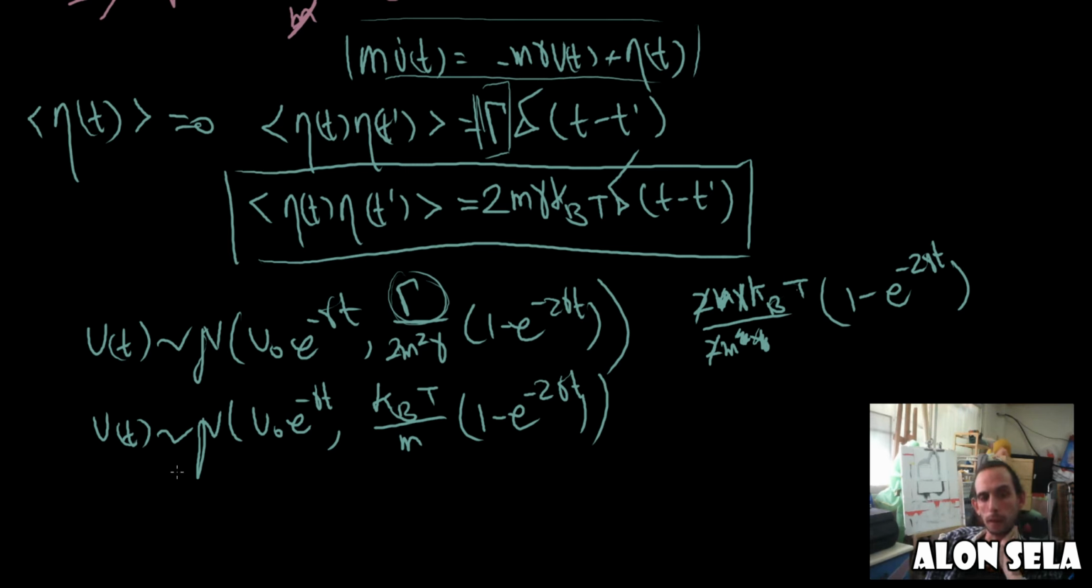And note that when t goes to 0, this expression will go to 0, and when t goes to infinity, this expression will go to k Boltzmann T over m. So this concludes our analysis for the velocity given by the Langevin stochastic differential equation.